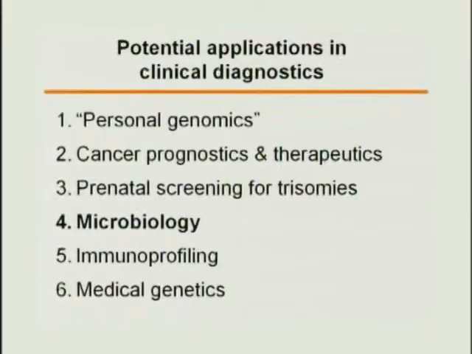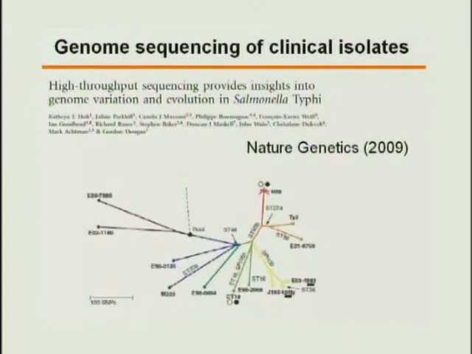So microbiology is another area. I think there's potentially a lot of possibilities. Many people have done this, but here's a nice example of sequencing of clinical isolates. Basically, whole genome sequencing of clinical isolates, and you can construct a phylogenetic tree. You can map when resistance markers entered the genome based on this phylogeny.